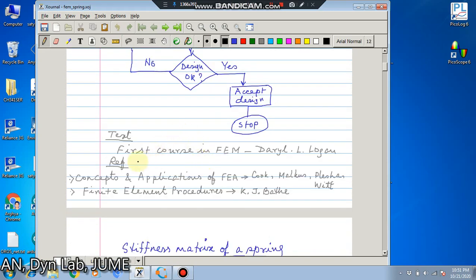In this course we'll follow this book as text: A First Course in FEM by Daryl Logan, and these two books will be considered as references. The first one is Concepts and Applications of FEM by Cook, Malkus, Plesha and Witt, and the second one is Finite Element Procedures by K.J. Bathe. But these two books are a little difficult for beginners. So first let us start with this book. This book is simple, and once we learn the basics, we can start reading these books.